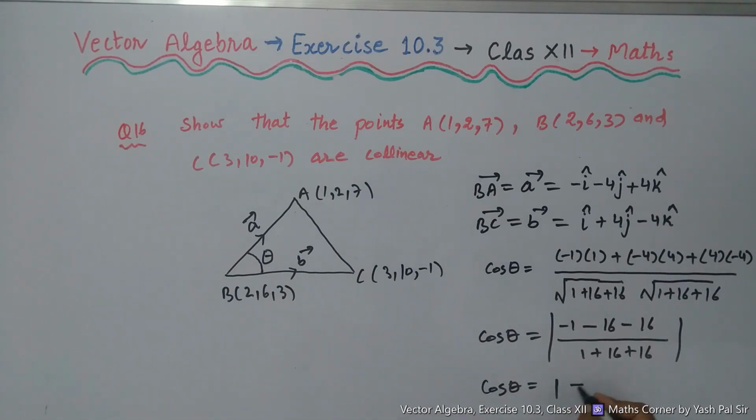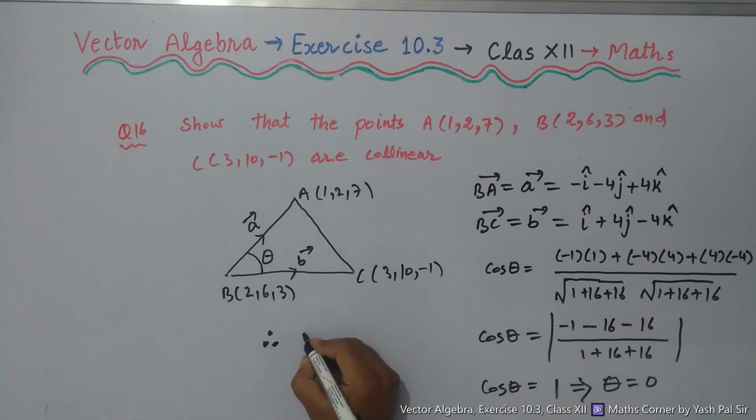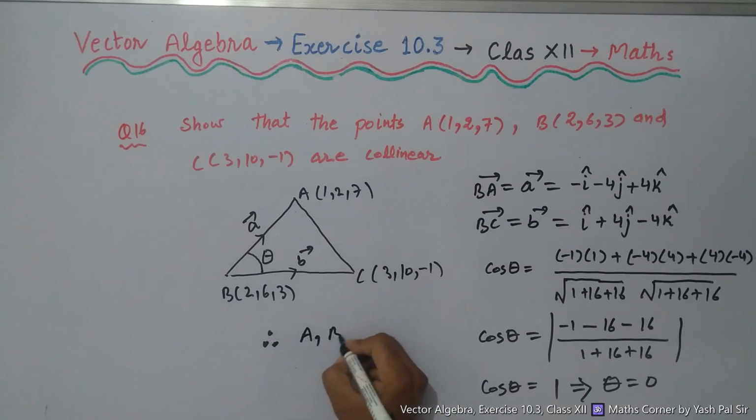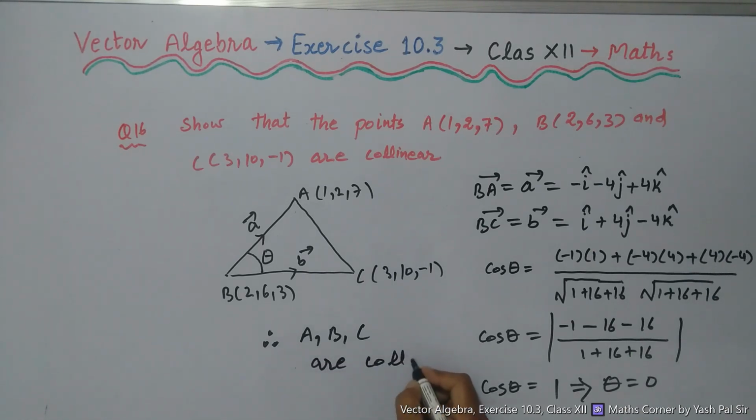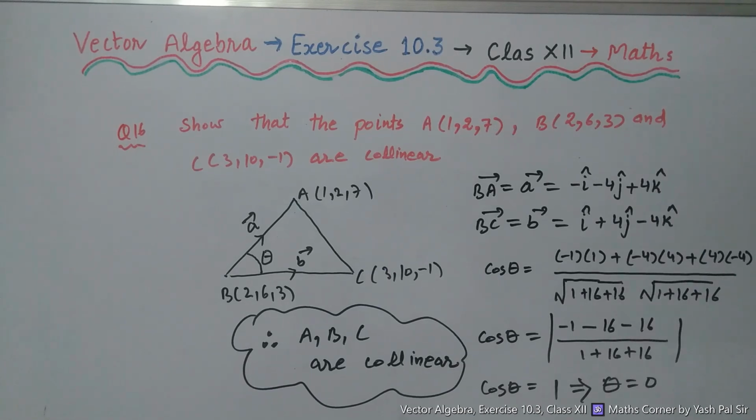So cos theta is equal to minus 1, which means theta is equal to 180 degrees, and the conclusion is that these 3 points A, B, C are collinear. Right? Now coming to the next question.